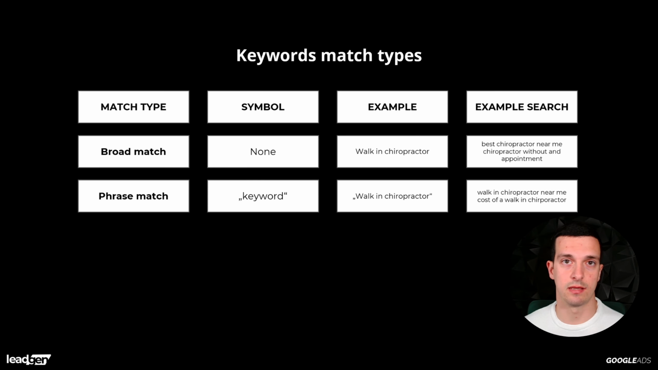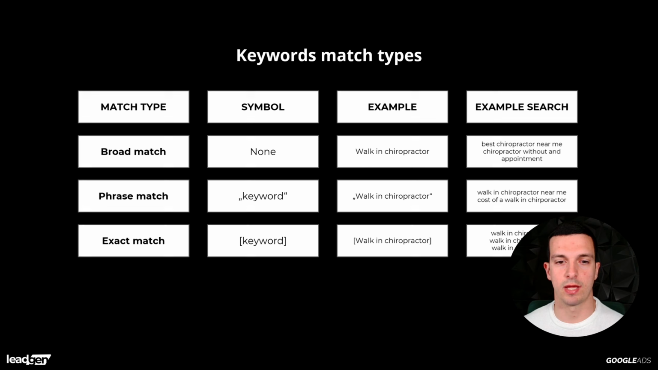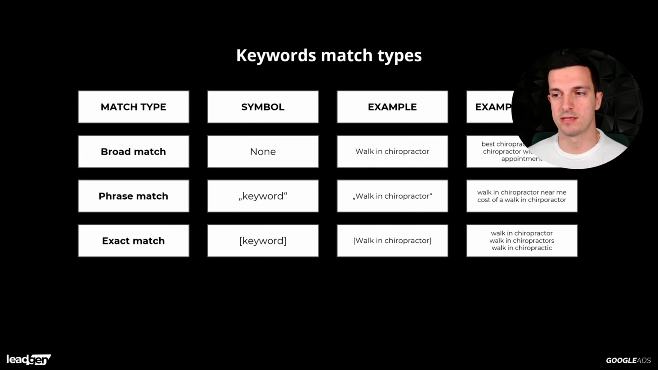It can be at the beginning, in the middle, or at the end. Then we have exact match. It's with these brackets, walk-in chiropractor. Then basically it matches it perfectly, like walk-in chiropractors or walk-in chiropractor, and then walk-in chiropractic. So it's just a little bit of similarity between these, but you have full control on what you want to bid, and Google won't show your ads. Like if someone types in best walk-in chiropractor, then your ad wouldn't show for this exact match example.